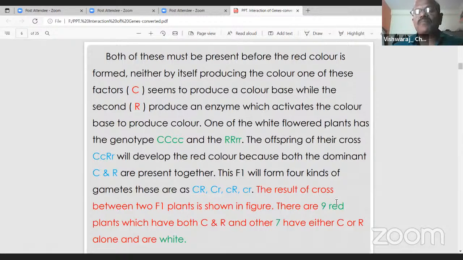The result of the cross between two F1 plants is shown in the figure. There are 9 red plants which have both capital C and capital R present, and the other 7 have either capital C alone or capital R alone, and are white.